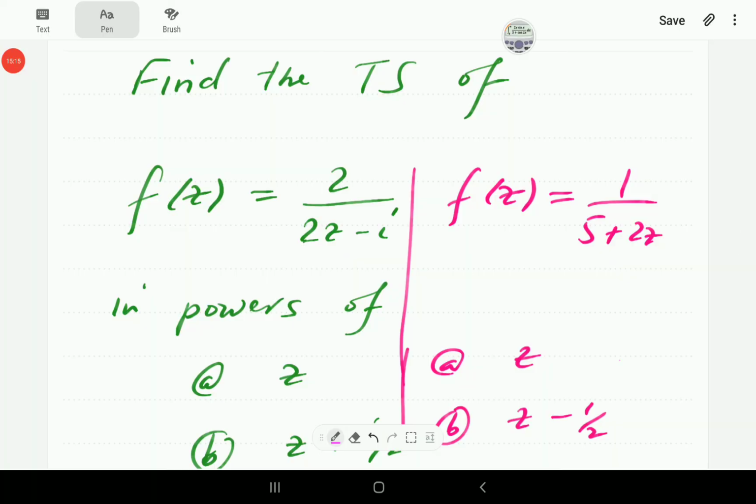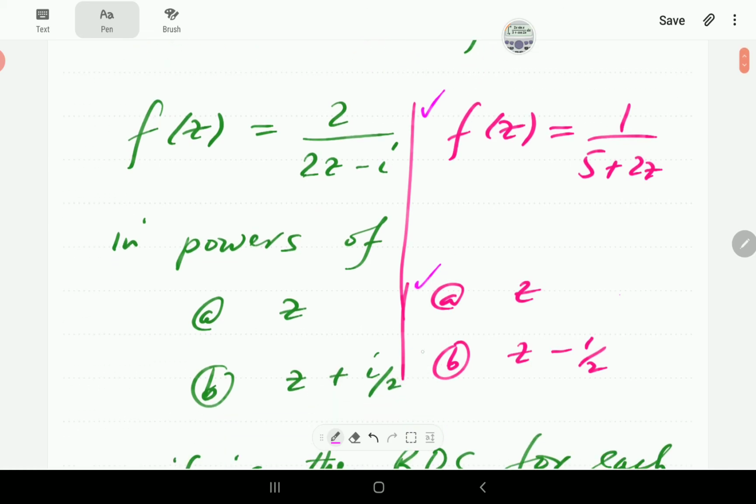All right, we're now going to scroll down to our solutions for the Taylor series of this function here, first in powers of z and then in powers of z minus 1/2.